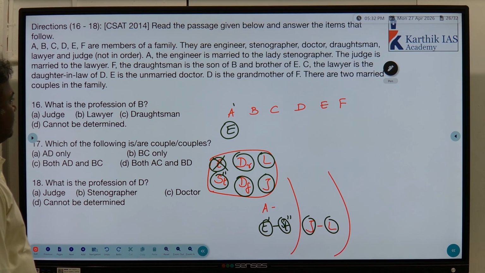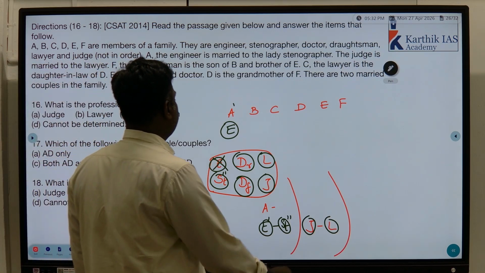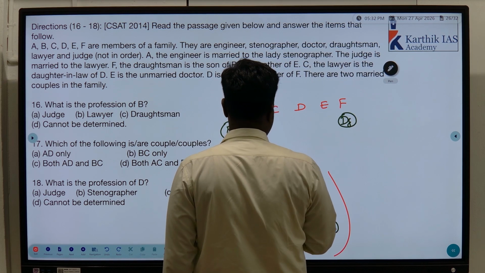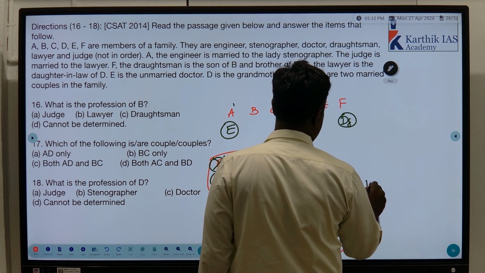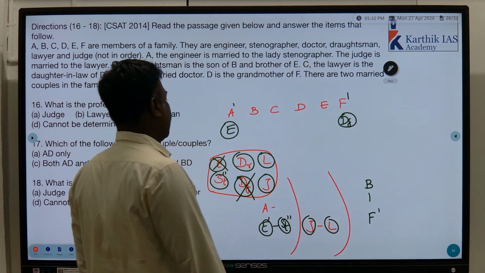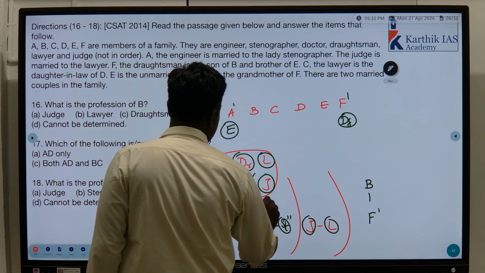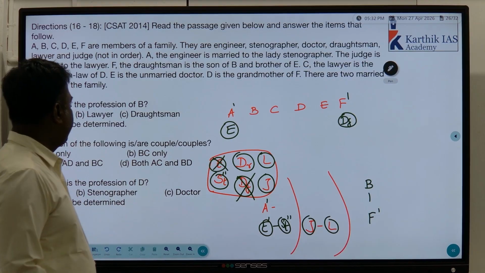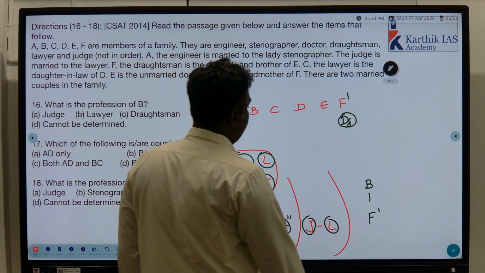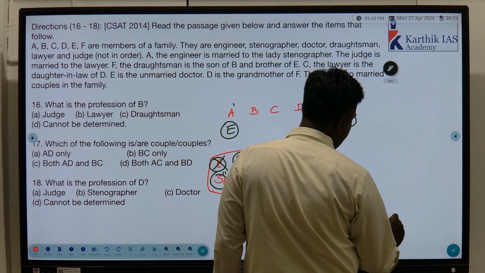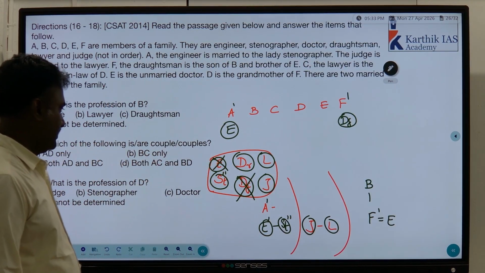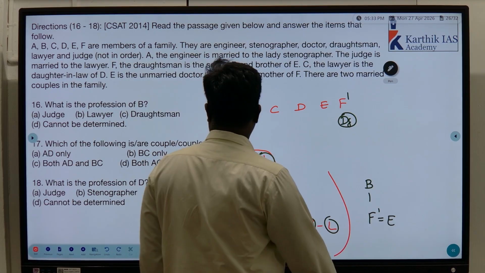F, the draftsman, is the son of B. F is the draftsman, the son of B. So F is a male. Already A is a male. Now F is also a male. F, the draftsman, is the son of B and brother of E. F is the brother of E, they mentioned. Okay. C, the lawyer, is the daughter-in-law of D.